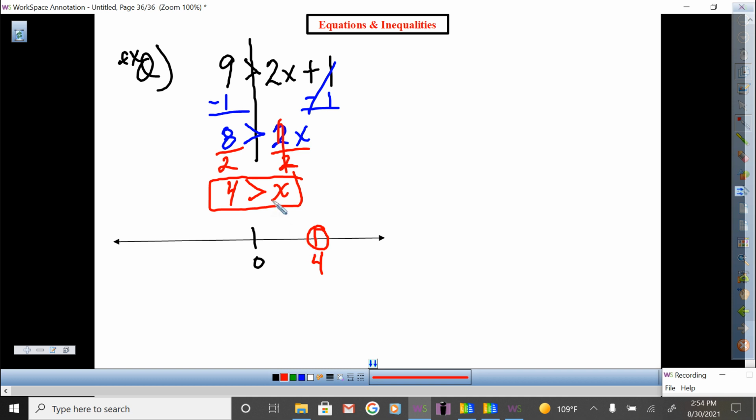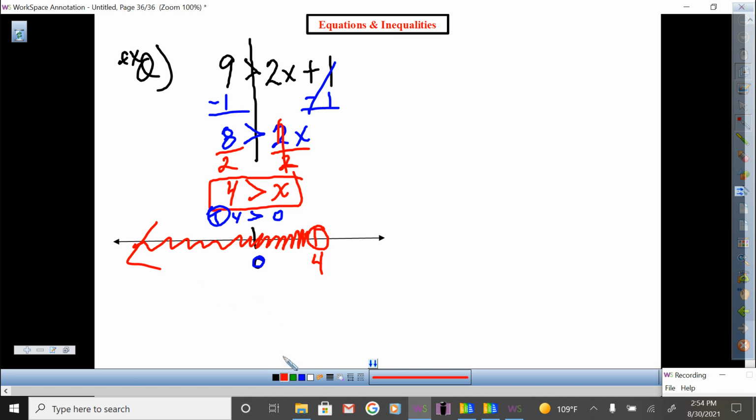Now, since it's an inequality, we need to shade either to the right all the way or to the left all the way. How do we know where? Well, test the number. The other number that I see here on the number line right now is 0. So I'm going to substitute 0 for x. I bring down the 4 and the greater than. Is 4 greater than 0? Yeah, that is true. So if it's true, I'm going to shade towards the 0. Are we there so far?